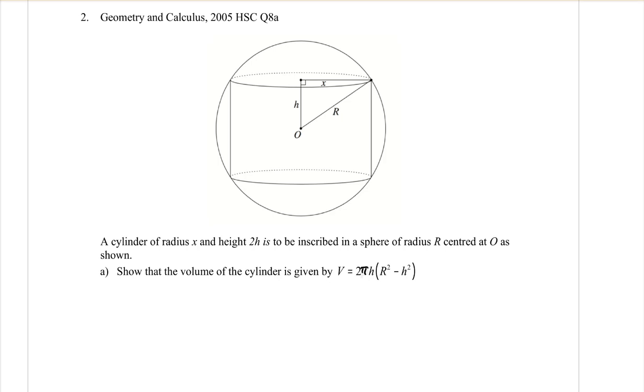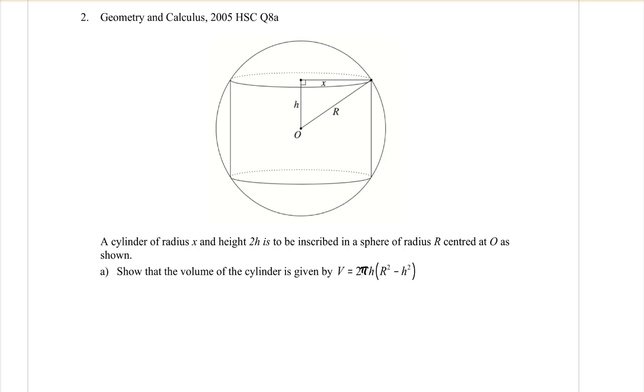A cylinder of radius x and height 2h is inscribed in a sphere of radius capital R at center O. O is the center of your sphere, as shown. Show that the volume of the cylinder is given by V equals 2 pi h bracket R squared minus h squared. Okay, so in my diagram, I have little x, little h, and capital R.